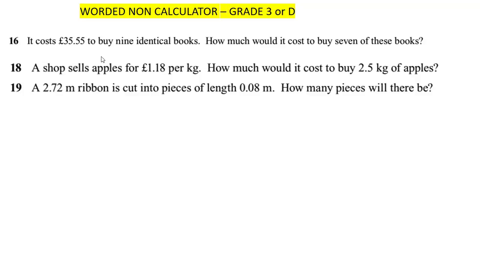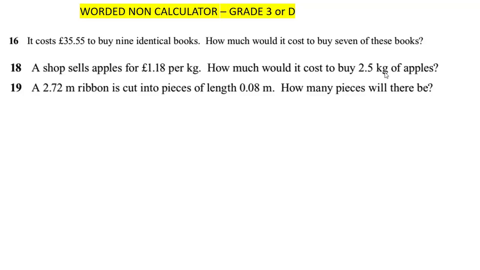Now, question 18 is what I'm going to do. With question 16, all you need to do is divide this number by 9 to see how much one book is, and then you just times by 7. Now, question 18 says a shop sells apples for £1.18 per kilogram. Per means for every 1 kilogram. How much would it cost to buy 2.5 kilograms of apples?